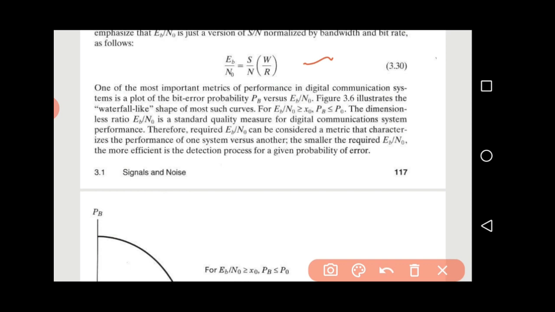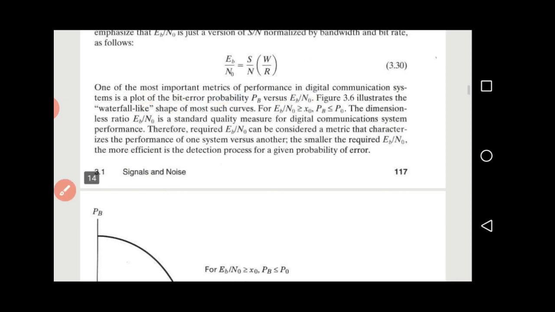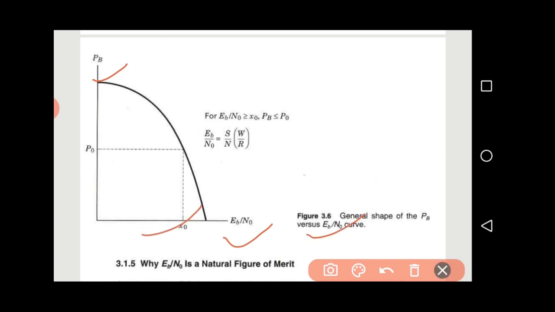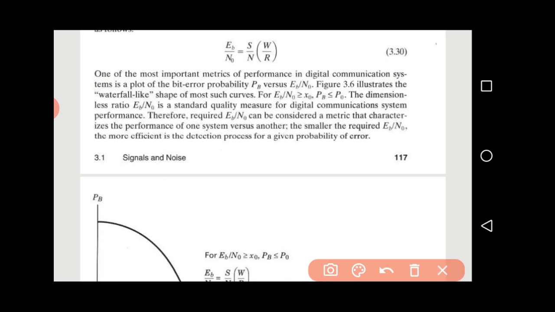One of the most important metrics of performance in a digital communication system is a plot of the bit error probability PB versus Eb/N0, which is shown in the figure below. Here we can see the plot is between Eb/N0 and PB. This is the general shape of the PB versus Eb/N0 curve. The figure illustrates the waterfall-like shape of most such curves.